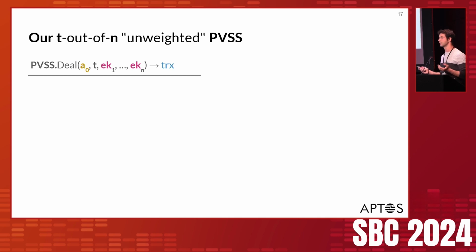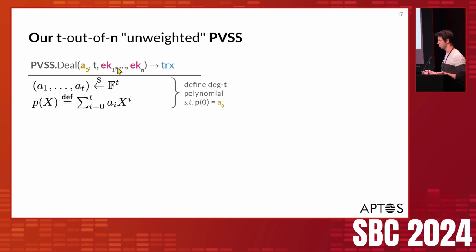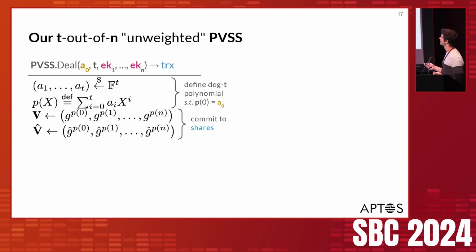So how do we implement dealing? Let's say I have a secret a_0 that I want to deal in a t-out-of-n fashion. Here's what we're going to do. We're going to define a degree t polynomial by picking some random coefficients. So this polynomial will have coefficients a_0 through a_t, and p(0) will evaluate to the secret. I'm sure many of you have seen this. This is called Shamir secret sharing. If you haven't, enjoy. It's a really nice, beautiful primitive.